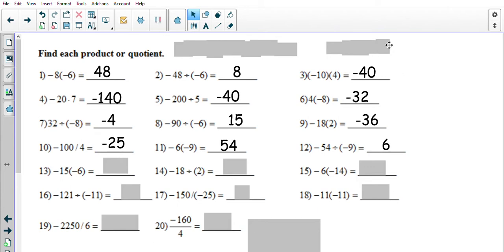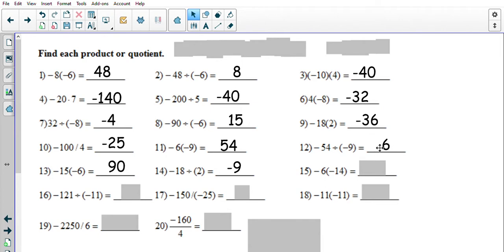All right, number 13, signs are the same again, so our answer will be positive. Negative 15 times negative 6, we saw that up here with number 8, will be 90. Number 14, negative 18 divided by 2. That 2 doesn't really need to be in parentheses there. Signs are different this time, though. 18 divided by 2 is 9, so my solution is negative 9.